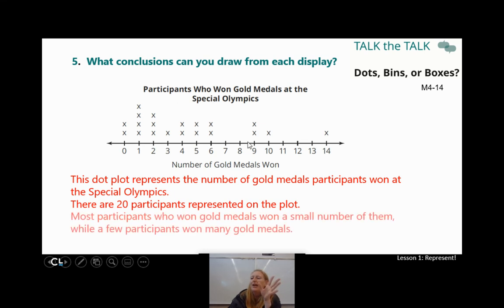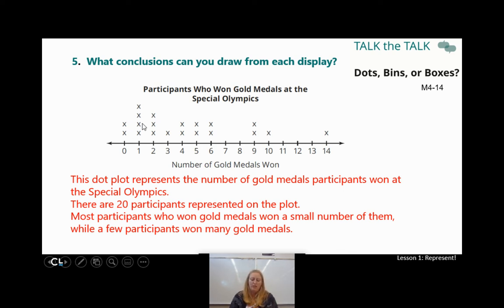So I was like, okay. So most participants who won gold medals just won a small number of them. And then we had a few participants that earned a whole bunch of gold medals. Good for them. The other thing is I realized I busted out my calculator and I actually worked some numbers. I could find the mean of this, right? If I'm like 0 plus 0 plus 1 plus 1, and I'm going to do it.